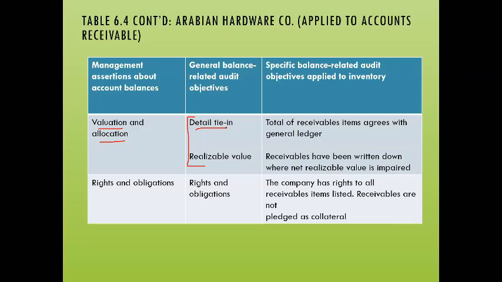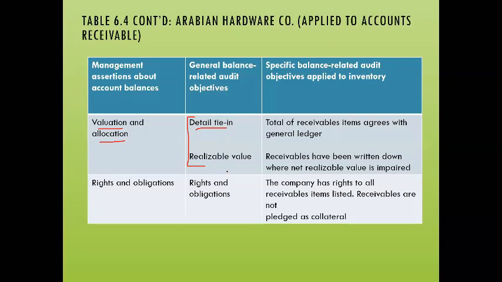For example, we valued that asset at 100,000. I have to go into the details and see if that valuation is right or not. At what rate the company calculated the depreciation? This must also be taken into consideration. This is detail tie-in. Which means I go for the detail of the account, and I have to reach the realizable value.